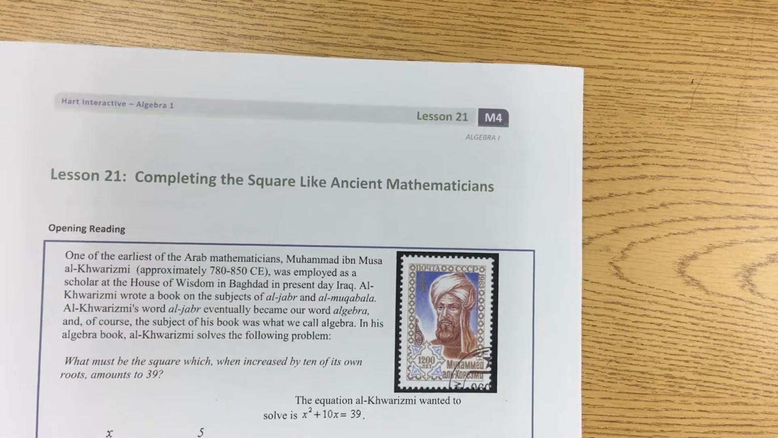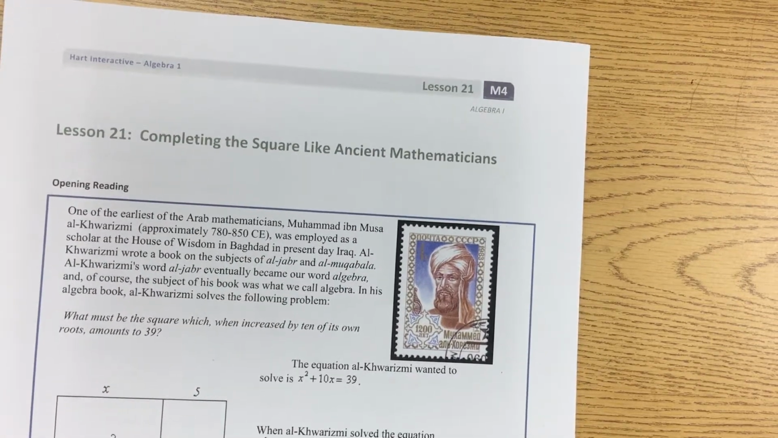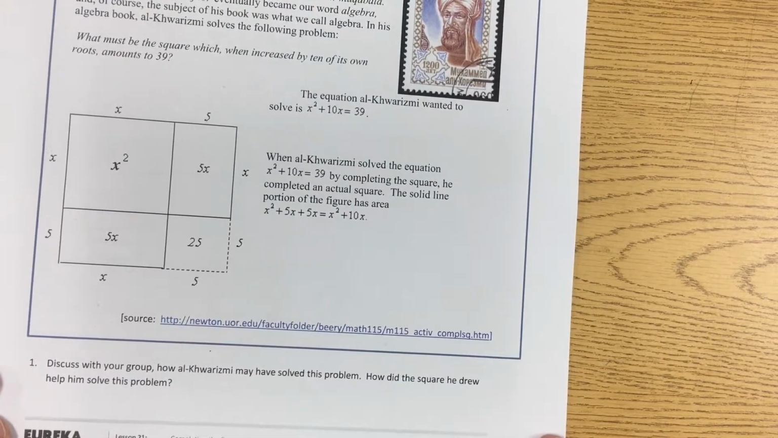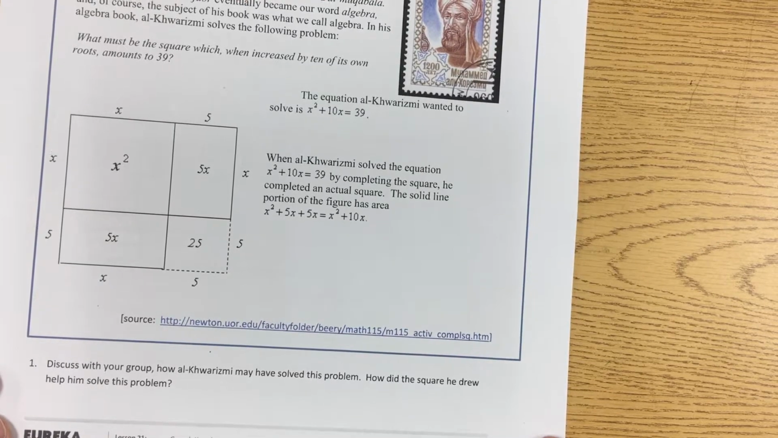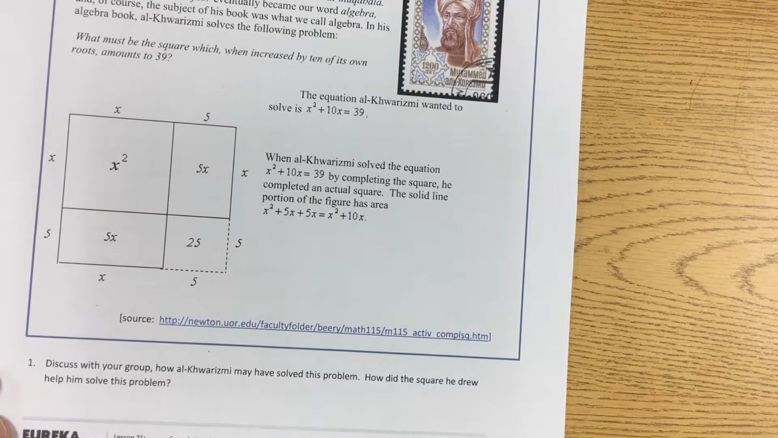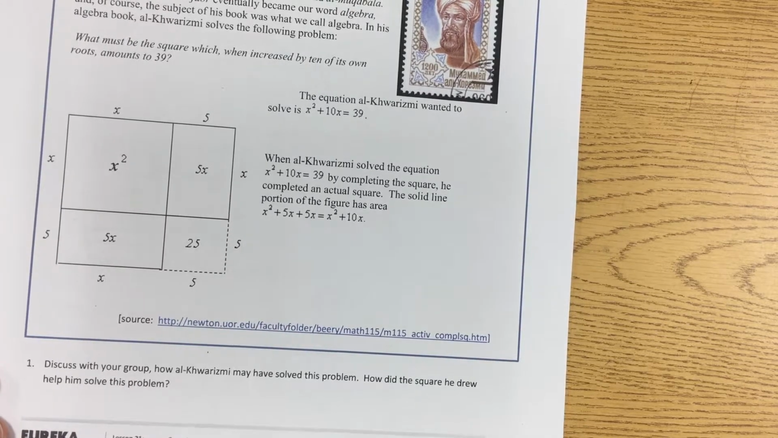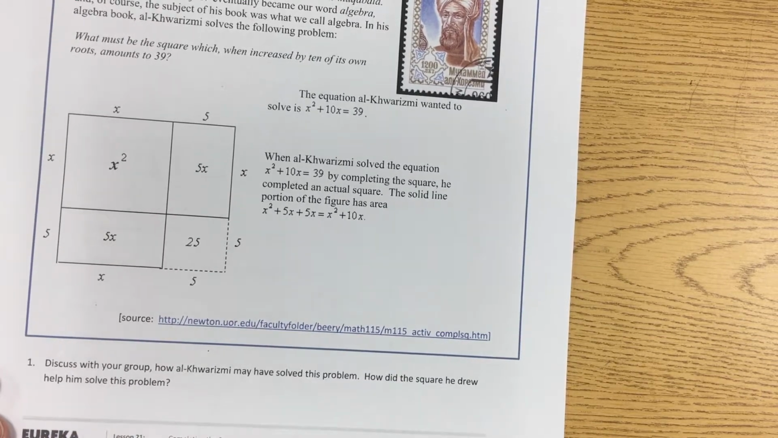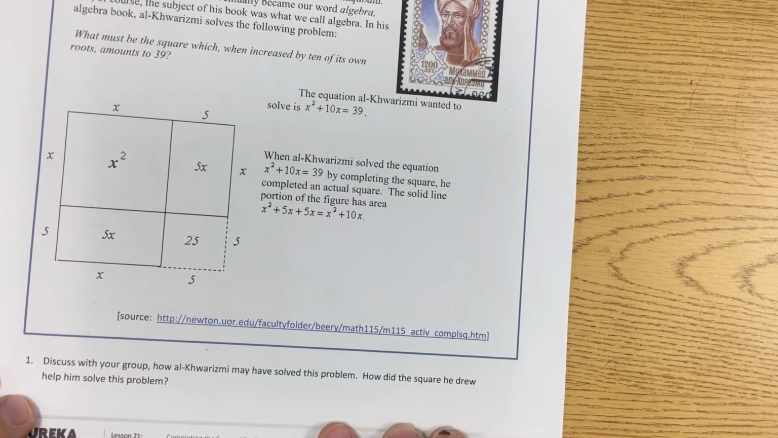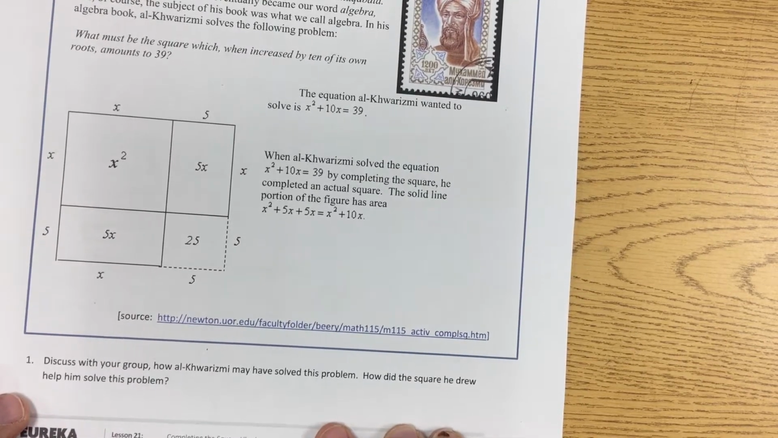Okay, so we're starting out with completing the square like ancient mathematicians. What you need to do is read over this and then discuss with your group on number 1. Pause the video. Okay, so hopefully you were able to discuss with your classmates exactly what you think may have happened and how he may have done this.